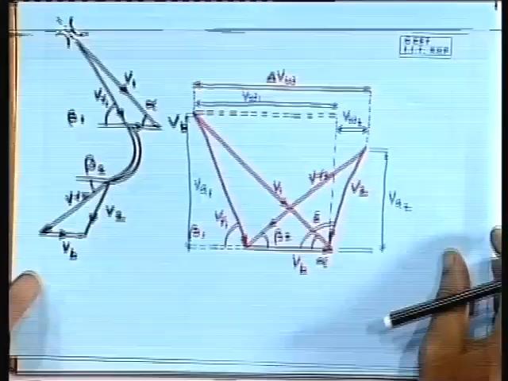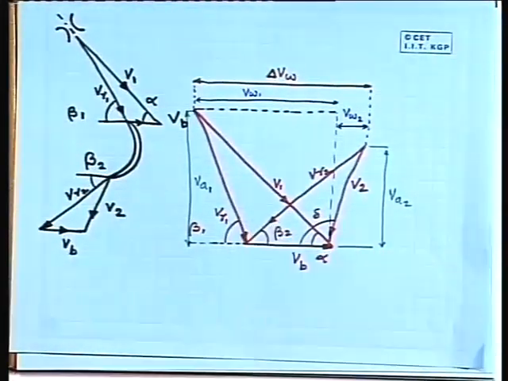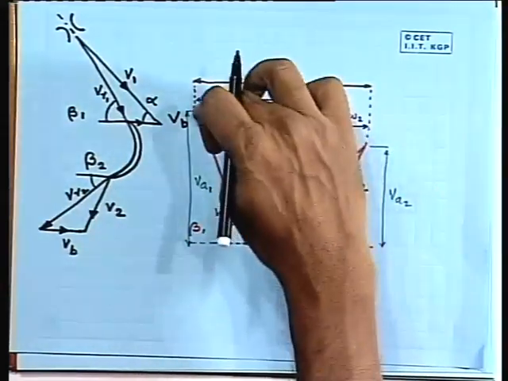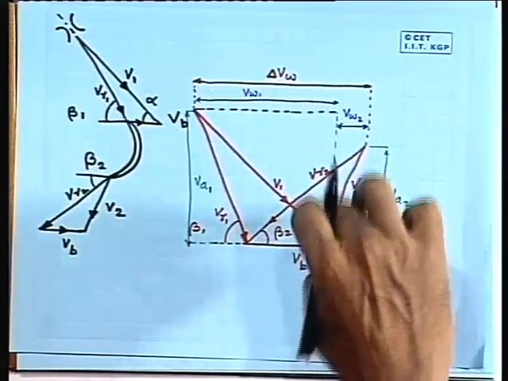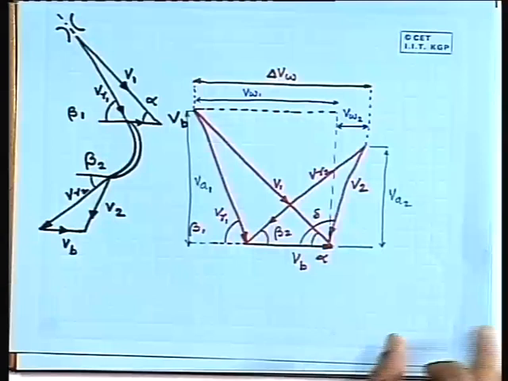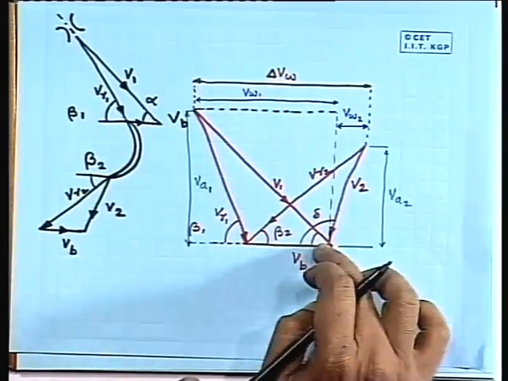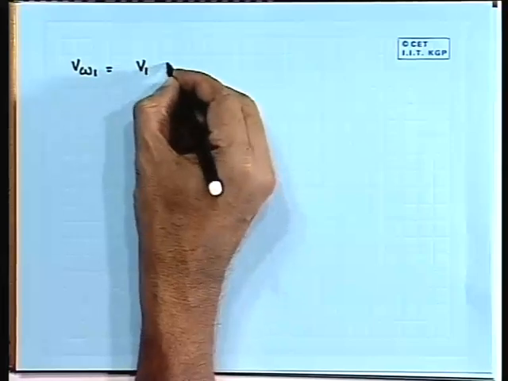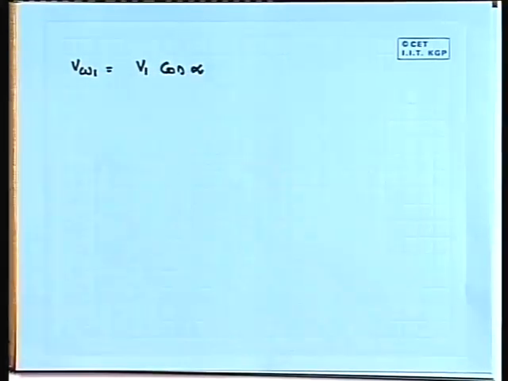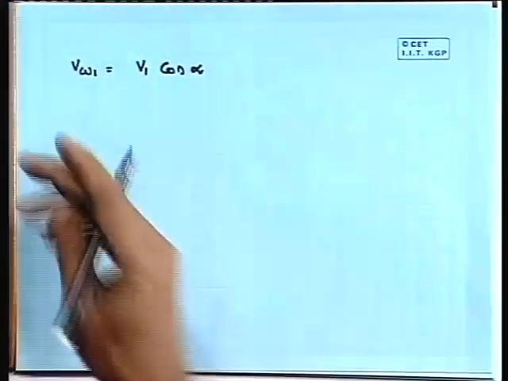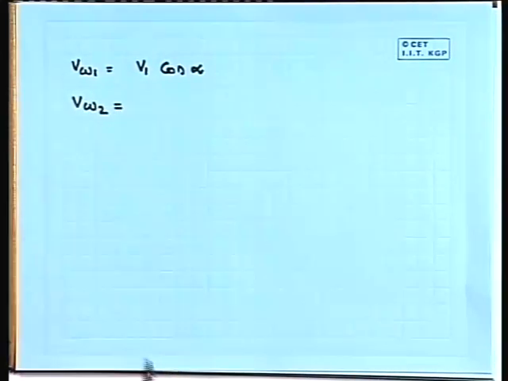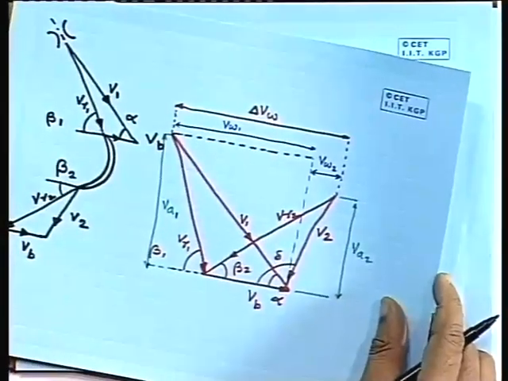If we see this V omega 1, V omega 1 is nothing but, if we see V 1 and project it on this plane, then we get V omega 1, and this angle is alpha. So, V omega 1 will be V 1 cos of alpha. Now, let us determine V omega 2. What is V omega 2?